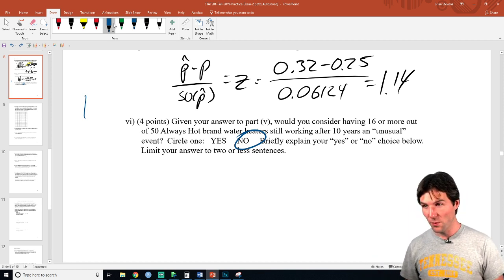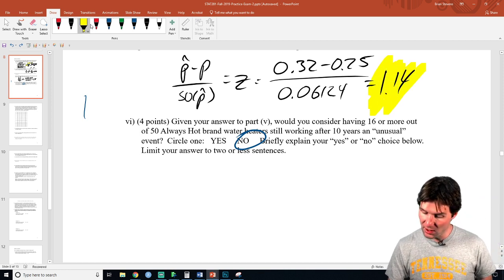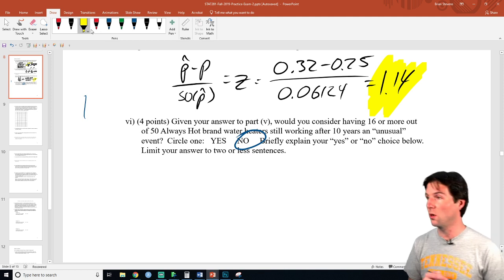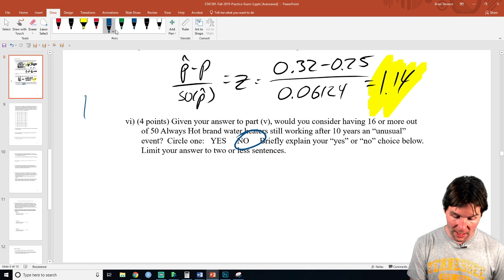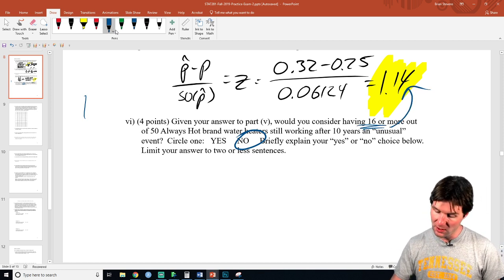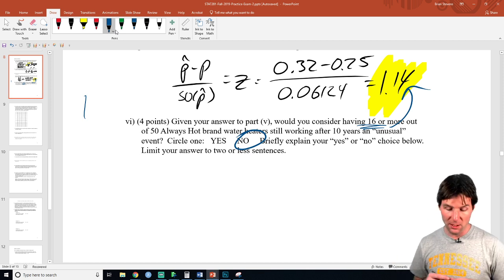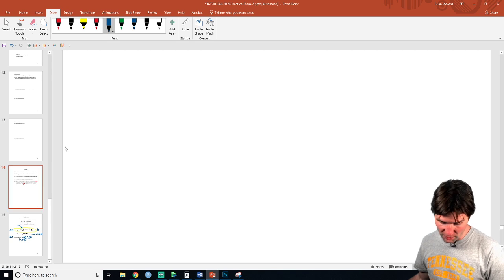But you need to look at the z-score right here. Is this unusual? Because this is just a z-score, and that is not unusual right there. So 16 has a z-score of that right there. That's the z-score of 16, and that is not unusual. Let's do those true-falses. Okay, true-falses right here.